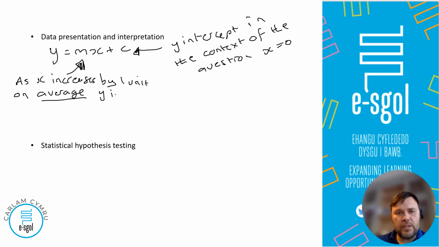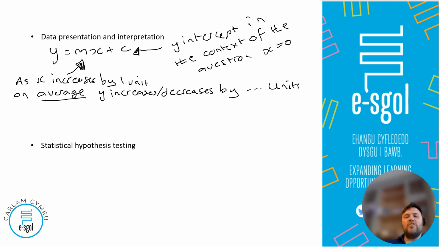y increases or decreases, depending on whether it is positive or negative correlation, by a certain number of units. Obviously with x and y, I don't want to see those. I want to see what the labeling is on the axis itself.